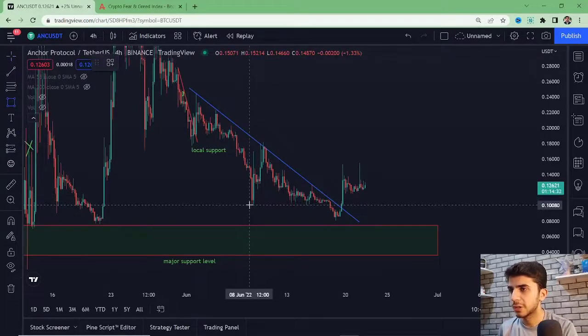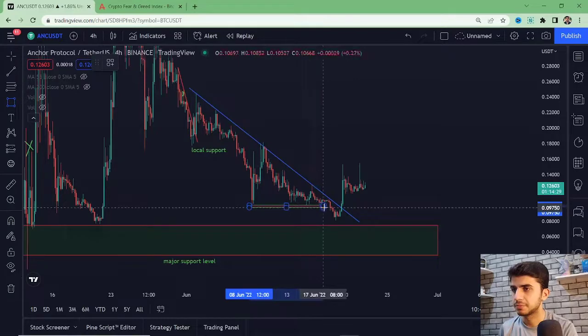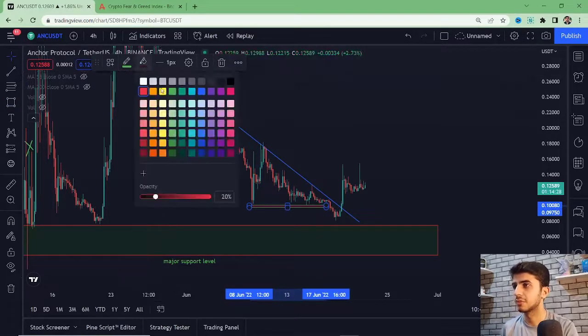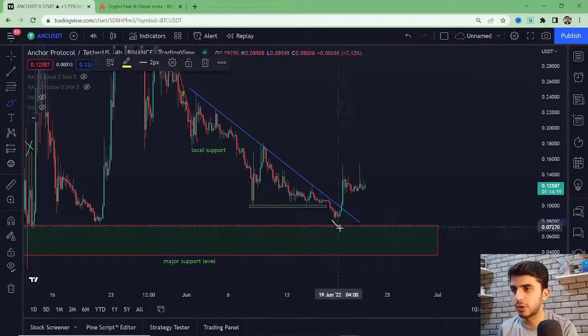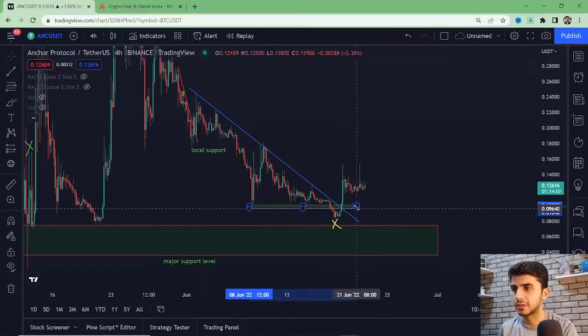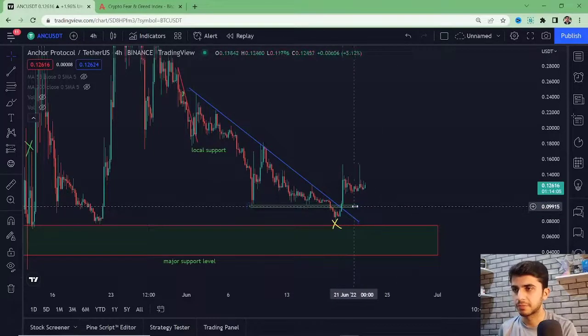You see this place, this was a structure. Let me just make it green. So here you see ANC did a break of structure at this point. It broke this range, but still we have this area. This area right there. Here you can see. Let me just make it a little bit longer.